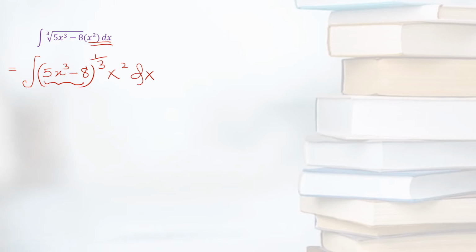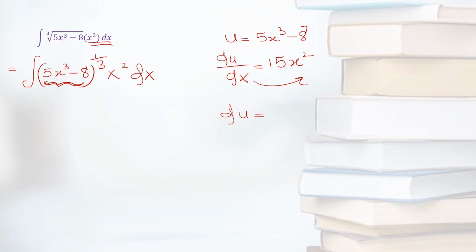This is the composite function because it carries a function with a whole power. The function written inside the bracket is your inner function and the power is termed the outer function. Now suppose u equals the inner function, that is 5x cubed minus 8. Take the derivative with respect to x. So you will get 15x squared. Bring the dx to the other side. So you will get du equals 15x squared dx.